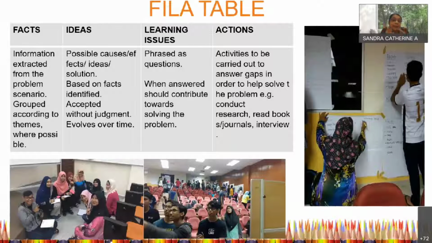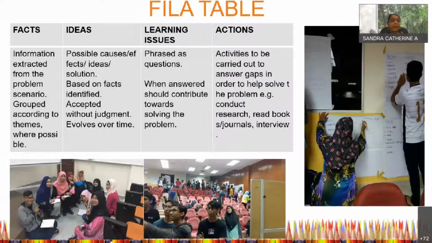In the learning issue column, they have to identify the problem. For example, they have to come up with the key topic, like climate change. So the first column, facts, is what do they know? What do you know from the trigger or the image? They just have to extract from it. I'll give an example after this.